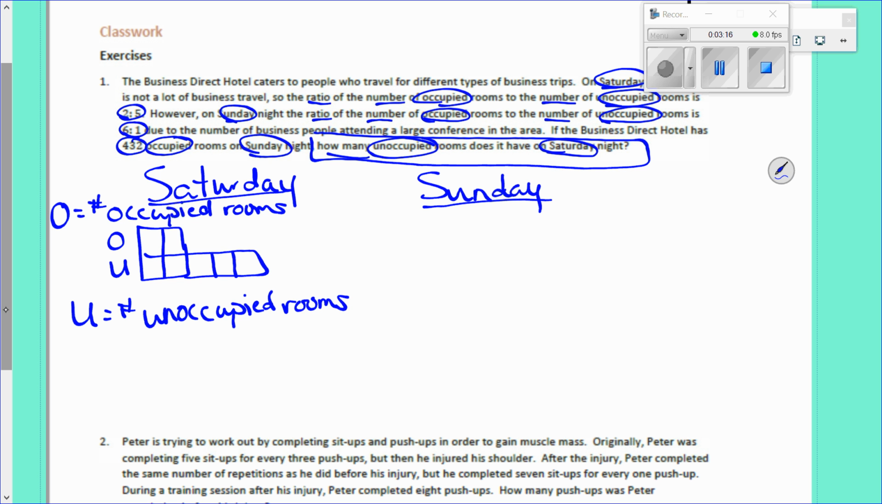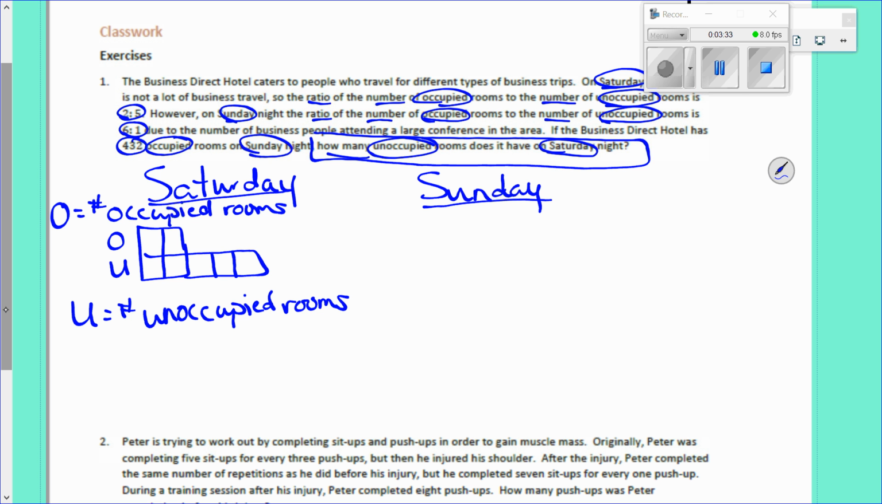So it should be relatively simple to draw. You're doing the 2 boxes on top for the occupied rooms. Why? Because that came first in our ratio. You're doing the 5 boxes on the bottom. Why? Because that came second for the unoccupied rooms in our ratio.